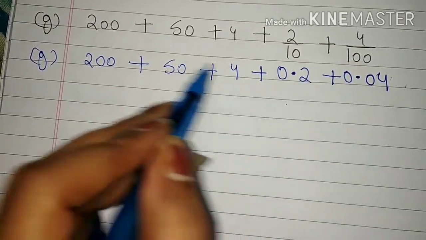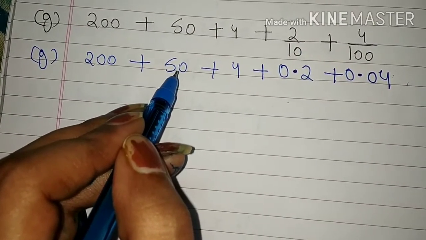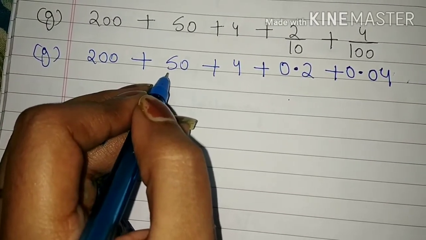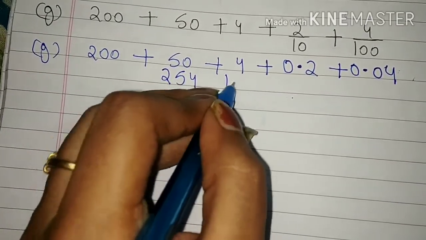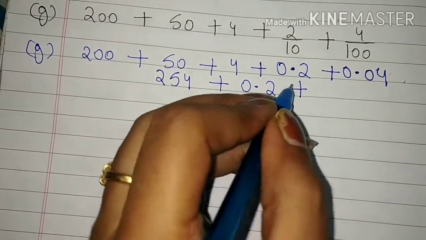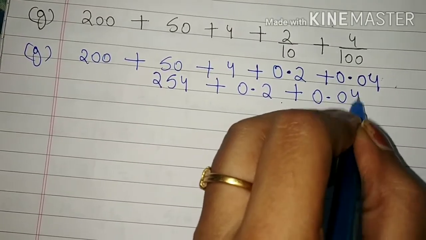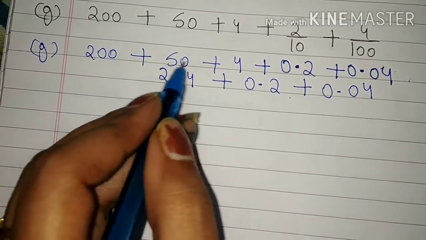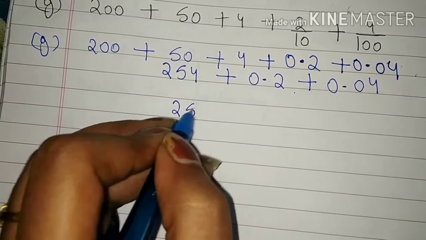Now we will add all these numbers. 200 plus 50 is equal to 250, plus 4 is equal to 254. So students, we will write here 254 plus 0.2 plus 0.04. Now students, we will add all these numbers. Here it is written 254, so we will write here 254.